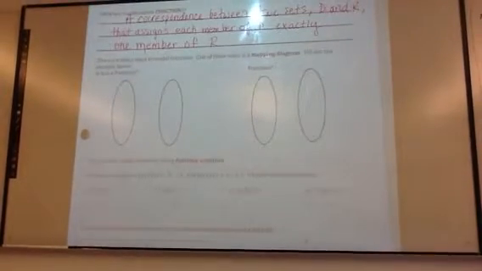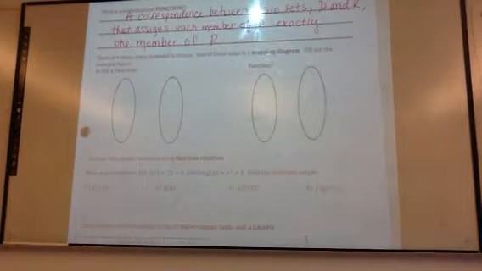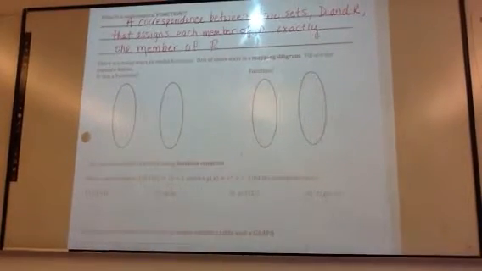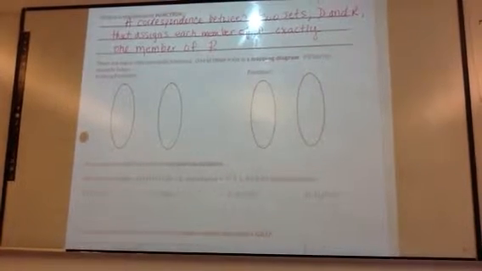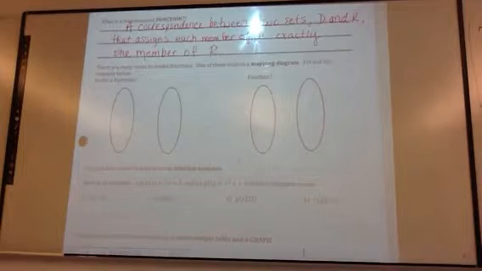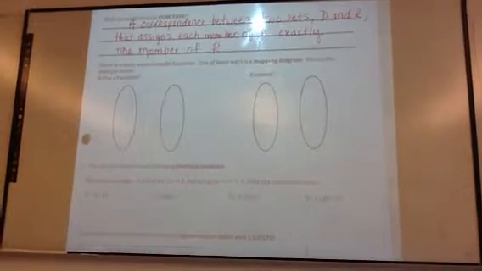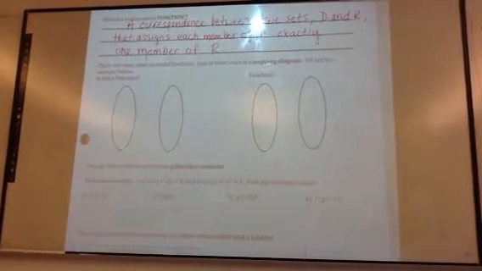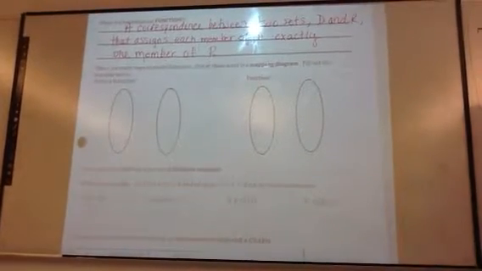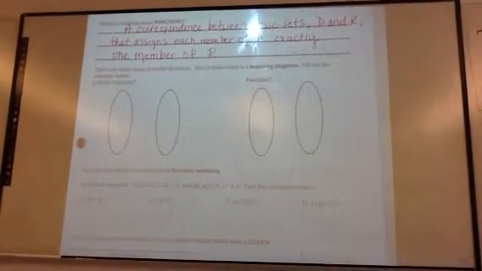So let's look carefully at this definition, and then we're going to go into something called a mapping diagram. A mathematical function can be defined in a few different ways, but the way we're going to formally define it for us is a correspondence between two sets, D and R, that assigns each member of D exactly one member of R.